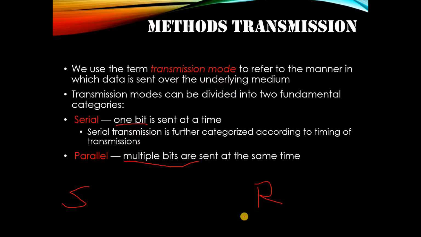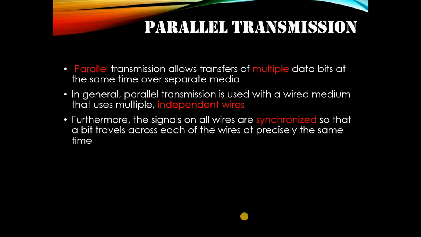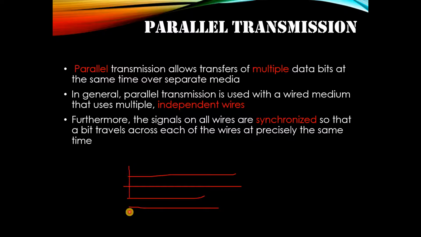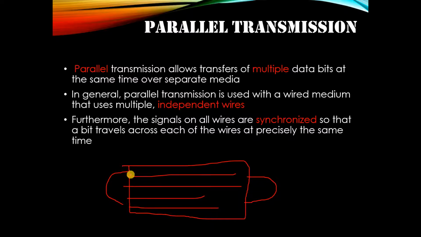Hope it's clear and you got some idea about serial and parallel transmission. Parallel transmission allows transfer of multiple data bits at the same time. It doesn't mean that the parallel transmission wires are in different cases. Say, for example, I am drawing 4 wires here. These 4 wires will be in a single case, with a connector here and another connector here. These 4 wires are sealed inside a case. That is parallel transmission, and this can transfer 4 bits at the same time.